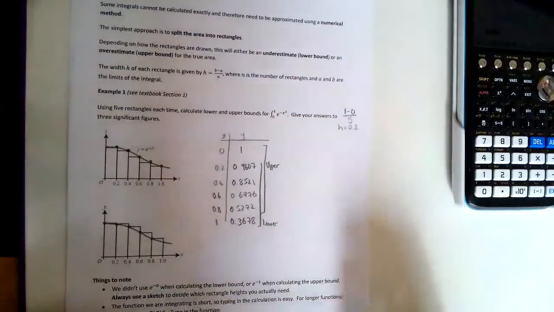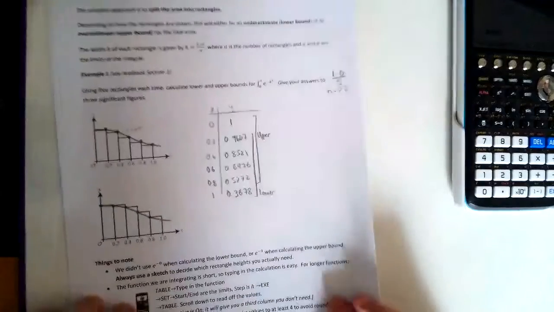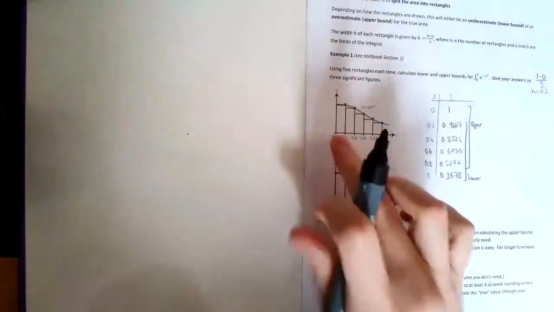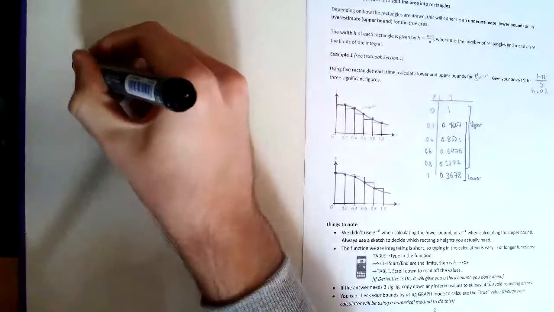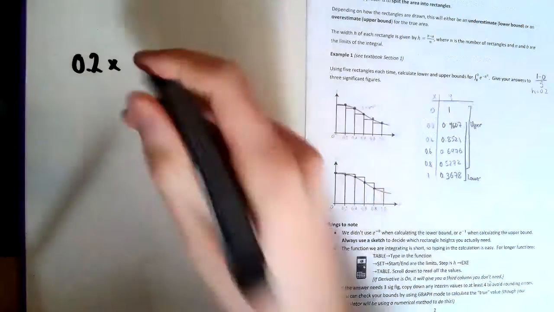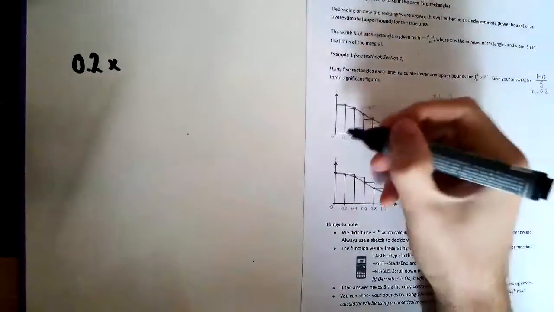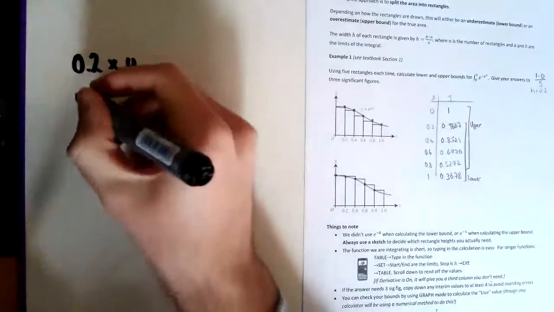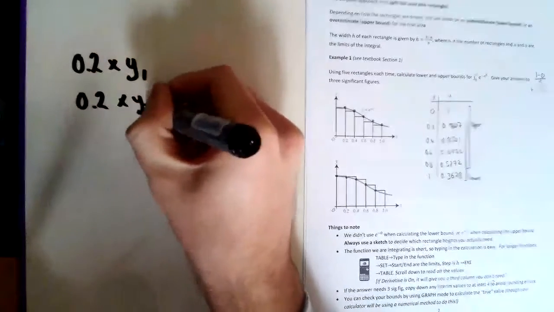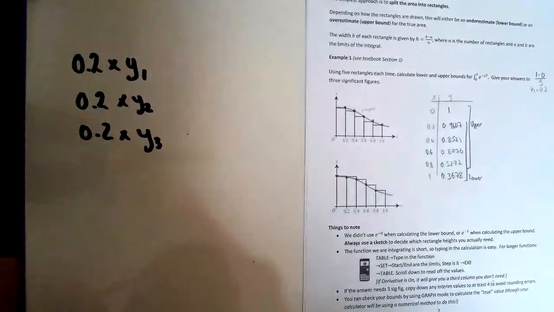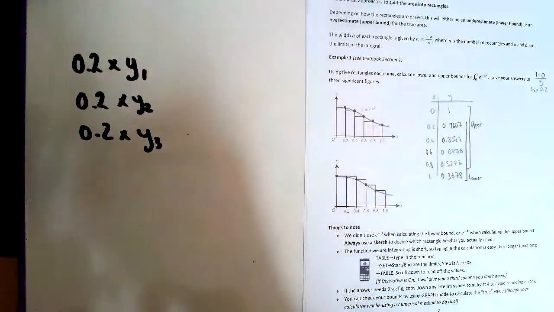Okay, then to get the area, well, what we would do, look, I'm going to do this on a whiteboard so I can rub it out. I would do, well, for that first rectangle, it will be 0.2 times, let's call that y0, y1, so I times that by y1. Then for the second rectangle, it would be 0.2 times y2, 0.2 times y3, etc. Okay. Then I'm going to add them all up.